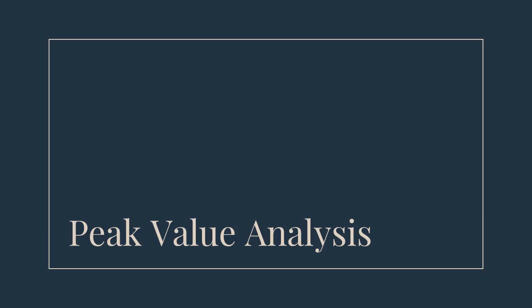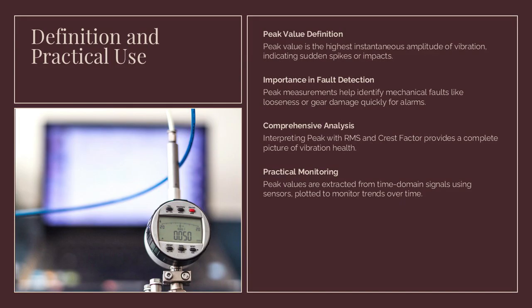Definition and practical use: peak value analysis. The peak value represents the highest instantaneous amplitude of a vibration signal, typically measured in units such as mm/s or g. It is crucial for identifying sudden spikes or impacts that may indicate mechanical faults like looseness or gear tooth damage. Peak measurements are often used in alarm settings because they quickly reveal dangerous conditions.